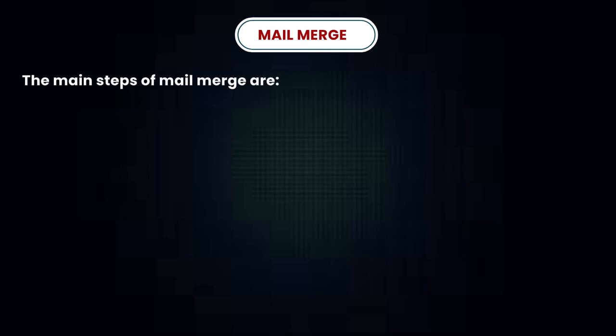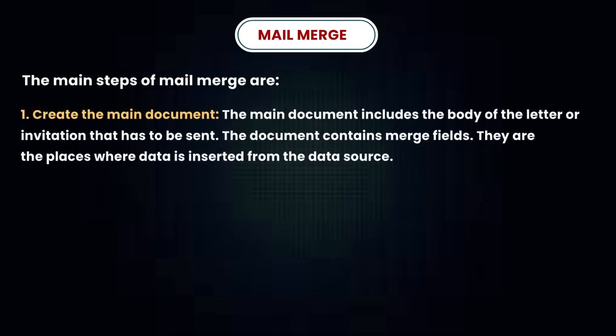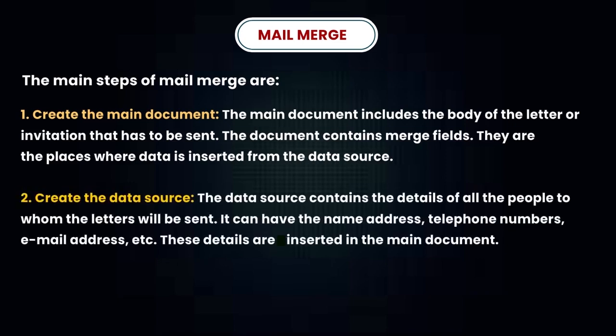The main steps of mail merge are: 1. Create the main document. The main document includes the body of the letter or invitation that has to be sent. The document contains merge fields. They are the places where data is inserted from the data source.